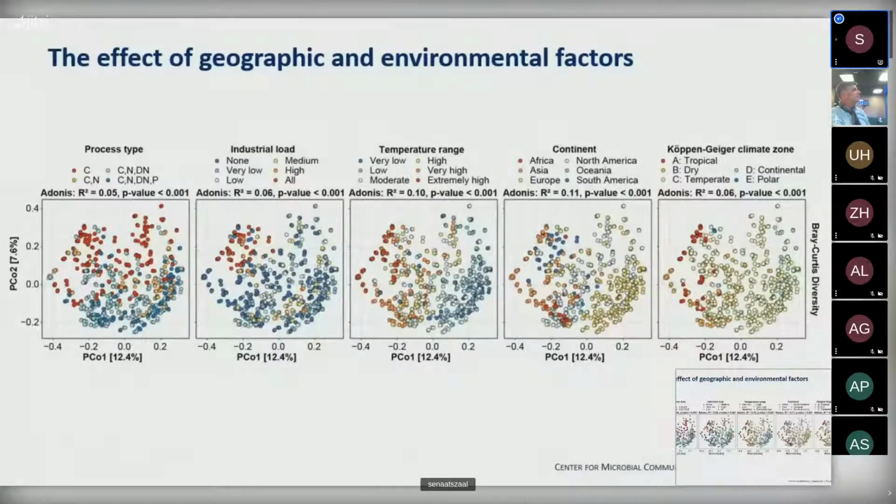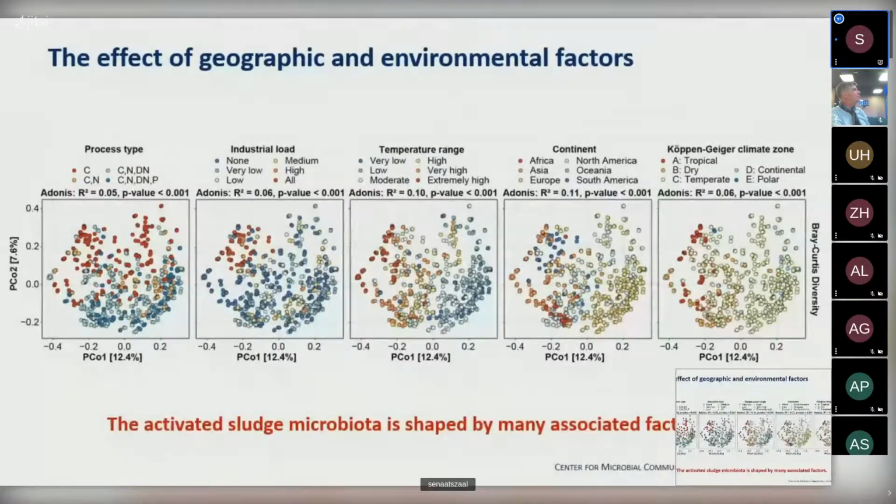We also see that some of the factors actually seem to provide the same kind of patterns within the data, indicating that there could be some kind of association between the different factors. So the take home here is that the activated sludge microbiota is shaped by many different factors, and many of them are probably associated in different ways.